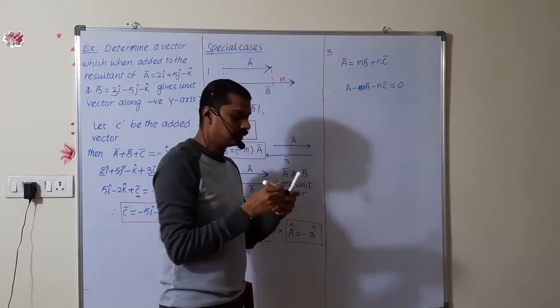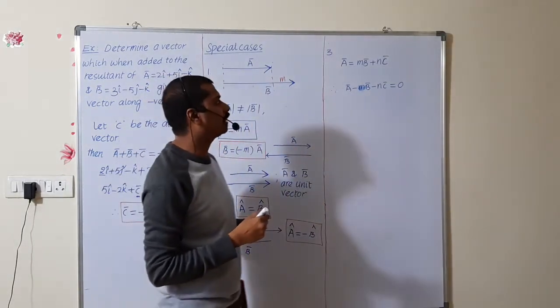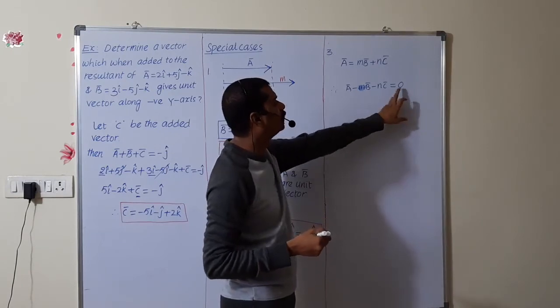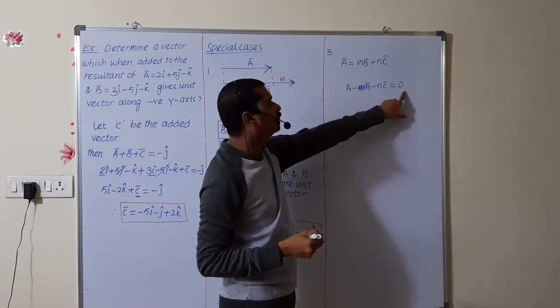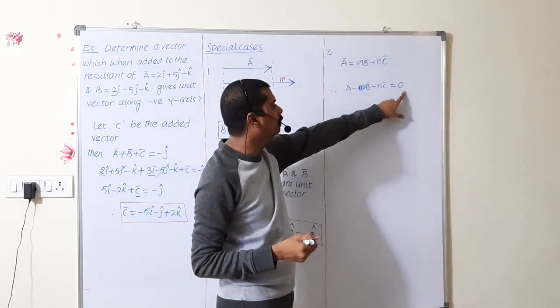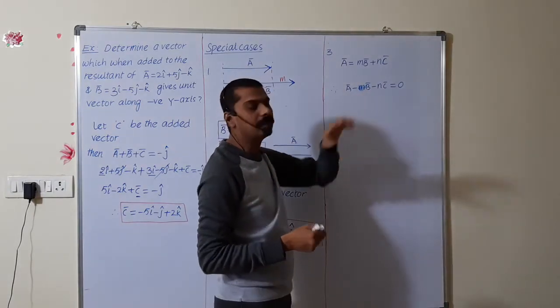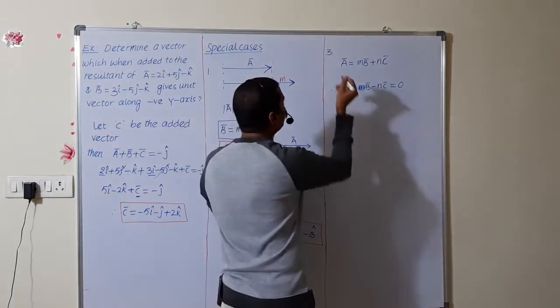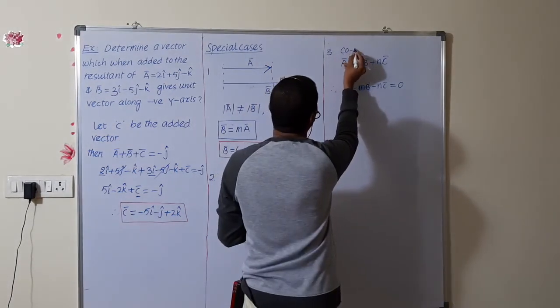I want to take the sum of these three vectors equal to 0, which means a minimum number of vectors is required. If you want the resultant to be 0, the minimum vectors required are A vector, B vector and C vector. The minimum is three vectors. This is for coplanar vectors.